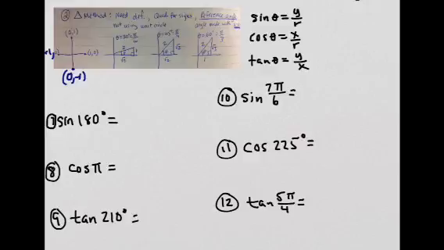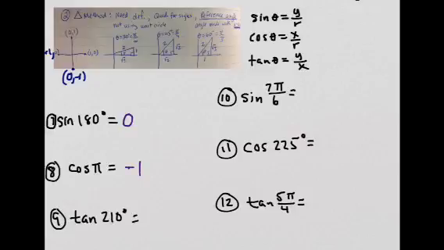So number 7 is 180 degree angle. So that one's right here, 180 degrees. Sine is the y coordinate. So the answer for that one would just be 0. Cosine of pi. Pi again is also at 180 degrees. So pi is right here. Pi is right there. And cosine is the x coordinate. So that one's going to be negative 1.